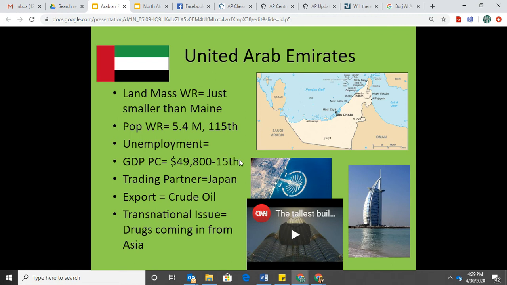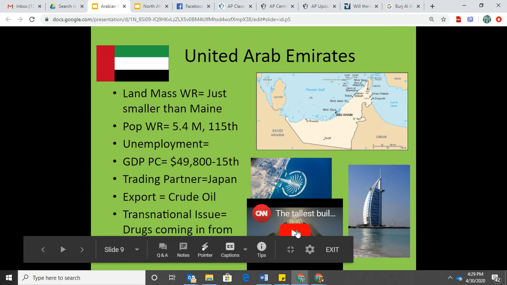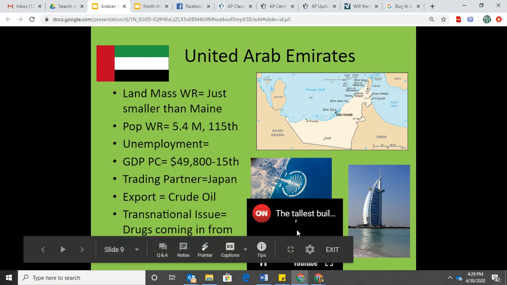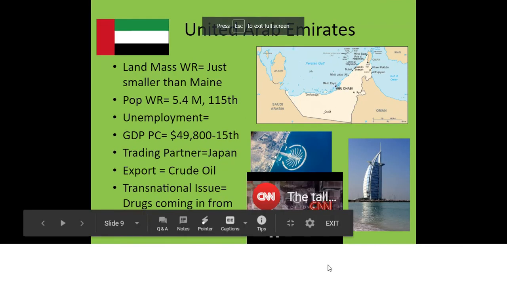This is the Burj Khalifa. If I mispronounce it, they will correct me here, but this is pretty cool. I was looking at stuff like this. This is the tallest building in the world at the time of this video.